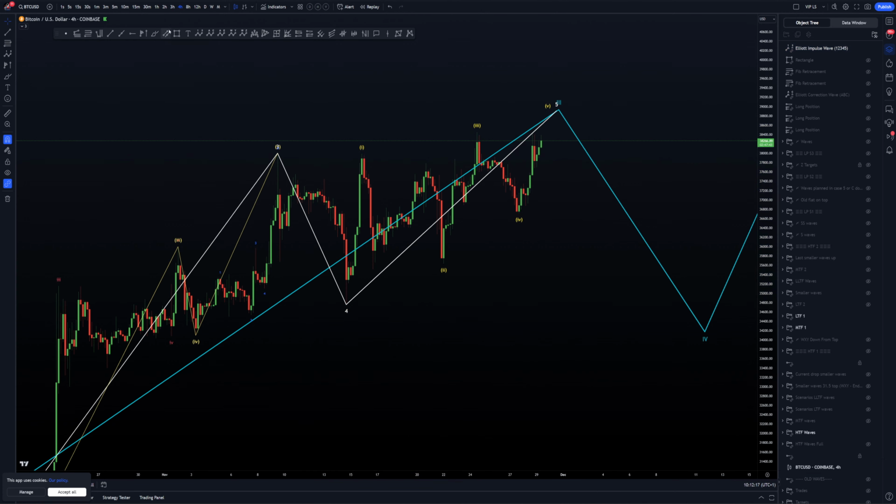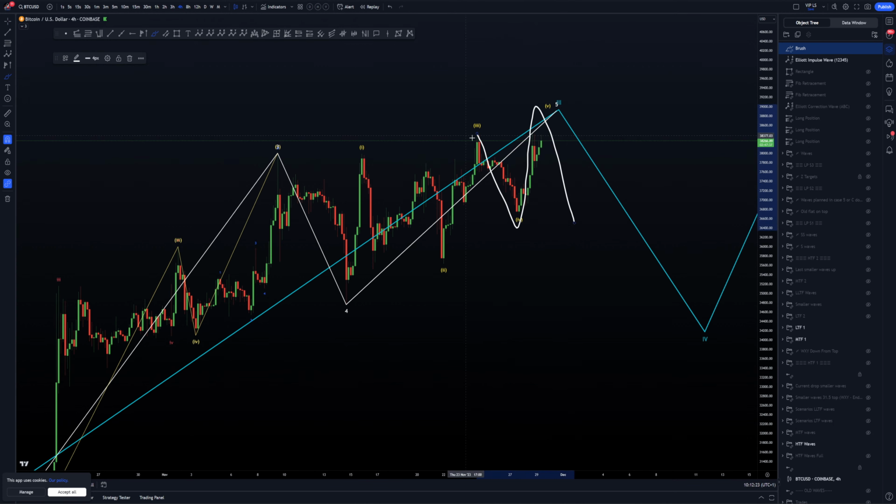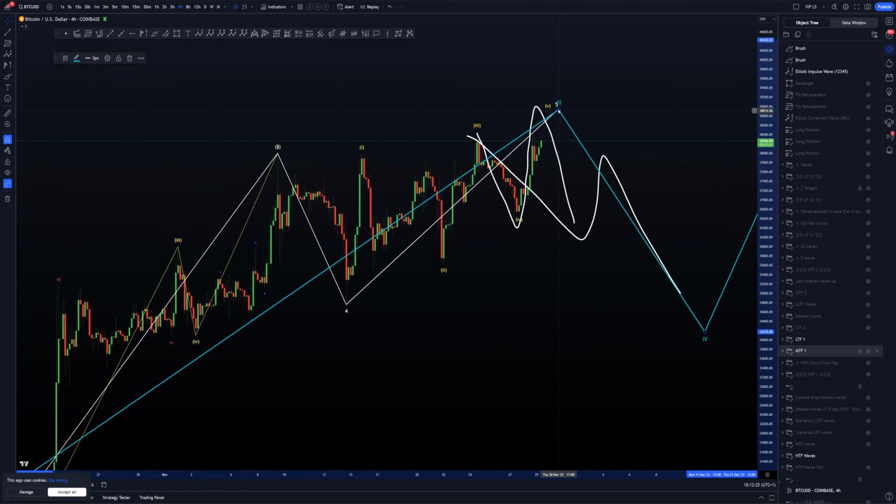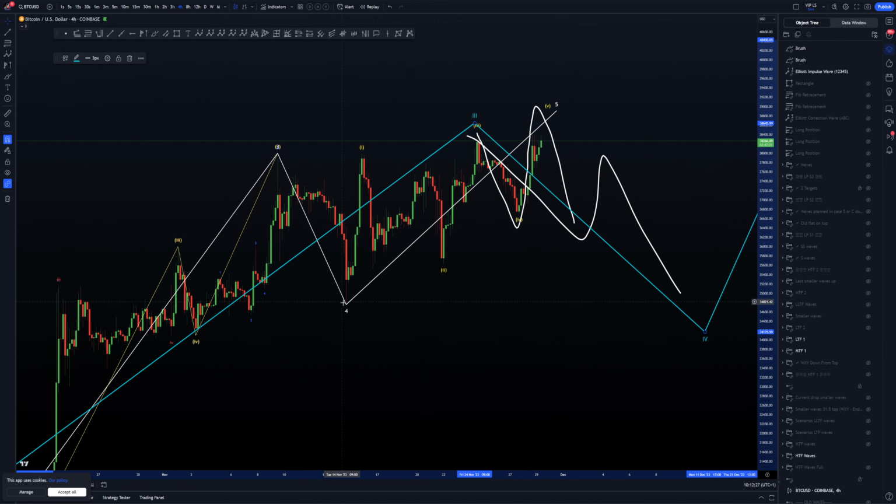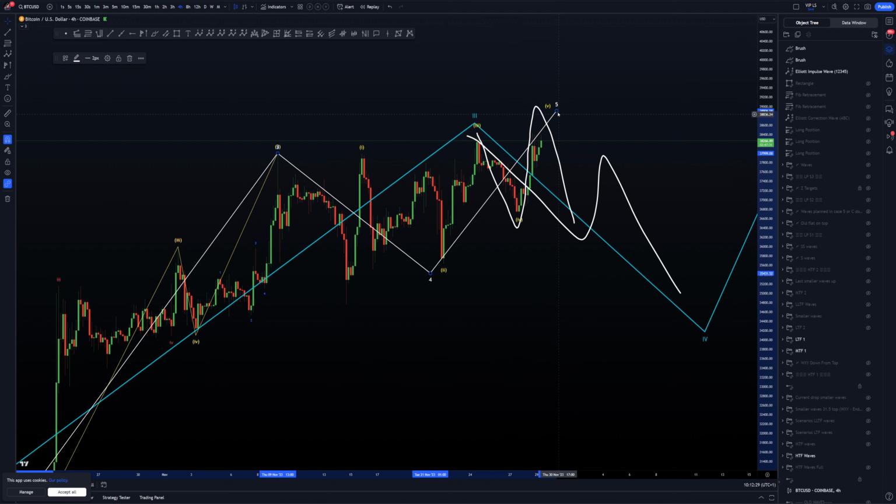Okay, so this is the main configuration I'm looking for right now. Otherwise, possibly an A, B, C flat into a double XY here, into the wave 4 already. The wave 3 is done here. The wave 4 is done here. We have done the wave 5 already.